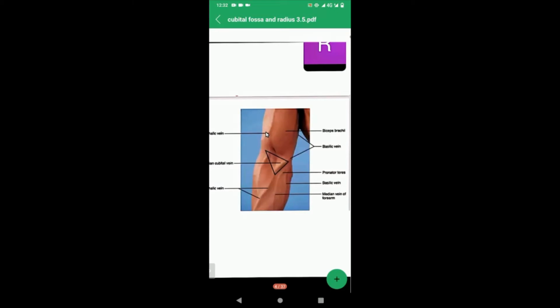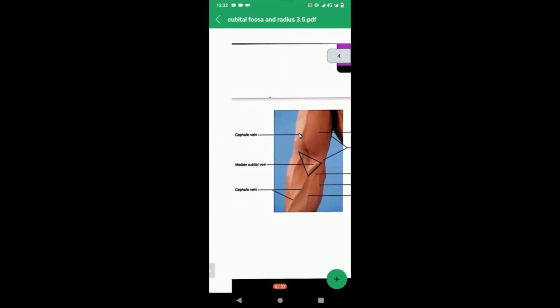this one is the cubital fossa, and here is the upper border, which is formed by the biceps brachii muscle, the basilic vein, and the pronator teres. Below the basilic vein is the median vein of the forearm. Then this is the cephalic vein, then the median cubital vein, which is present inside the cubital fossa.